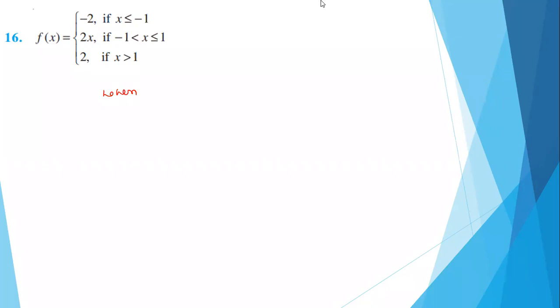Yes, Purnima has already sent the answer. At x equal to -1, it is continuous. Purnima, check for when x is equal to 1. What happens? You check when x is equal to 1.